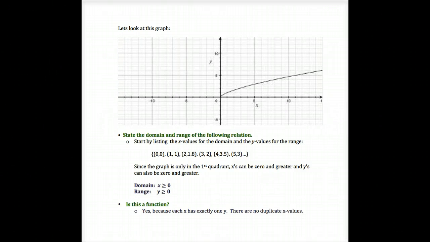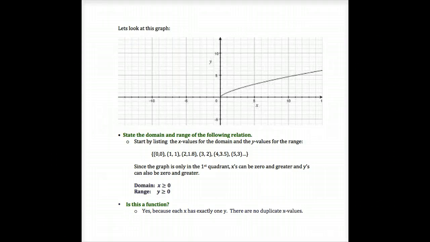Since the graph only is in the first quadrant, that means all the x's are positive and all the y's are positive. So the domain would be x is greater than or equal to 0. And in this case, it's pretty obvious that your y's also are greater than or equal to 0 because there's no graph down here in the negative y's.